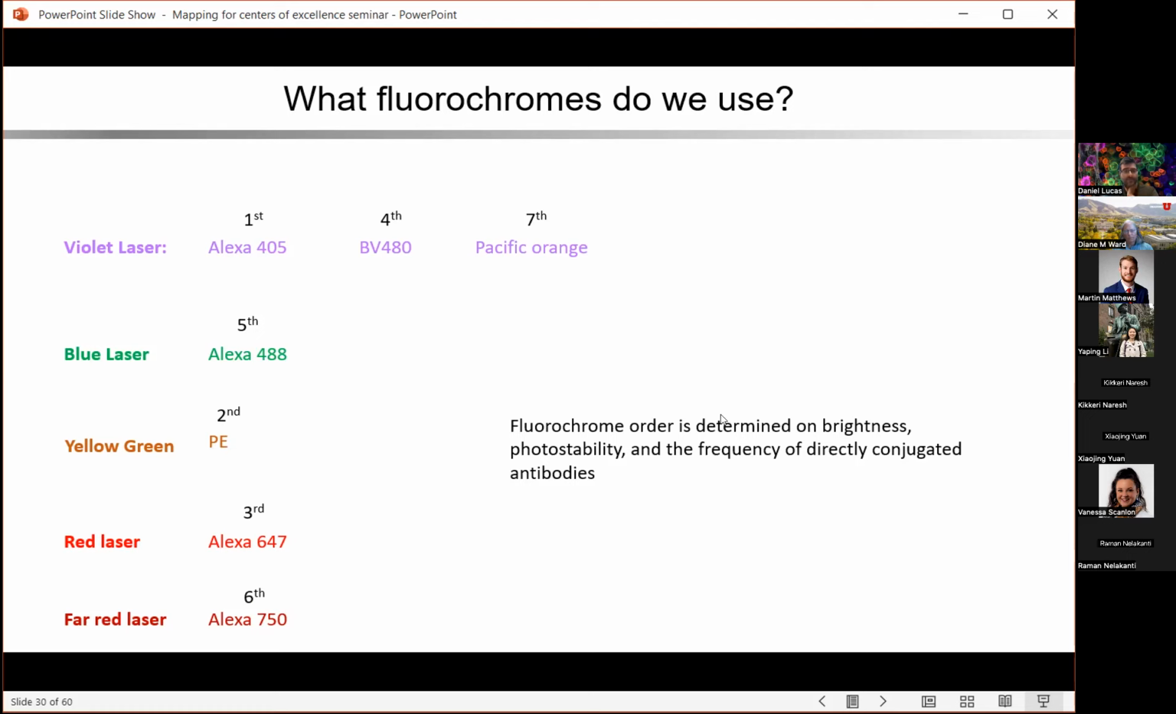In general, fluorochrome order is determined based on brightness and photostability, and especially the availability of directly conjugated antibodies. As everybody that does flow cytometry knows, you're not going to have problems getting antibodies in Alexa 405, 488, or Alexa 647. It's more difficult to get BB480 and much, much more difficult to get Pacific Orange and Alexa 750 conjugated antibodies. Pacific Orange, on top of this, is a very dim signal, so it should be reserved for things that are really, really bright.